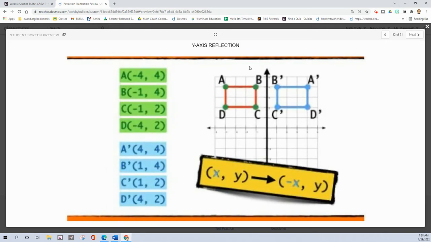Now, y-axis reflection, the y stays the same. Notice the rule even, the y stays the same and the x changes from x to negative x. But what's interesting here, these x's are negatives, and then down here, they've become positives. So don't just think it just turns negative. If the original is negative, then it's going to turn positive. And what do you notice about all the y's? The y's are still the same. Y-axis reflection, the y stays the same.